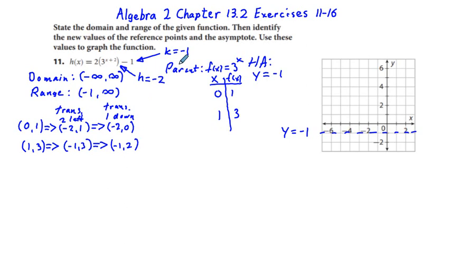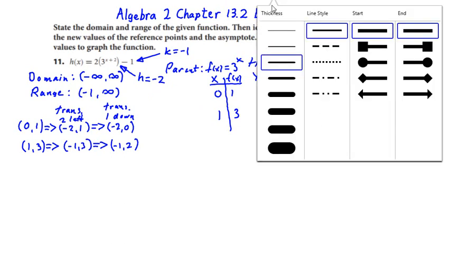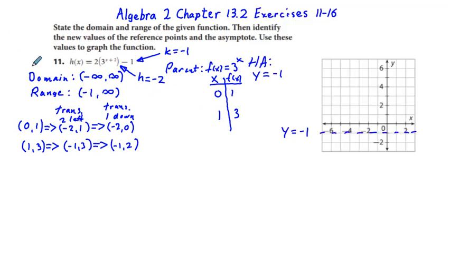And what I'm going to do now is just plot these twice translated reference points here on the graph. And to do that, I'm going to do that in red. So what we have here is -2, 0. So I put -2, 0 right here. And then we have -1, 2. So -1, 2.